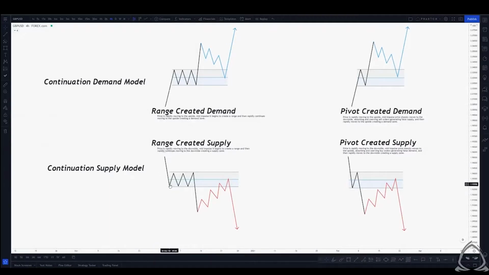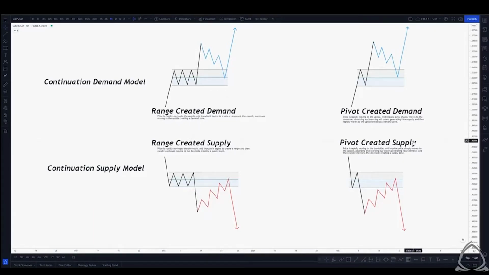price moving to the downside rapidly. We'd see that sideways correction. And again, we'd see it expand to the downside. Again, we're not looking to trade the initial break of that range, but instead we're waiting for price to return back to the supply zone, and that's where we'd be looking for our entry.